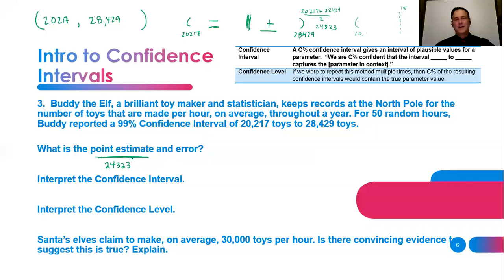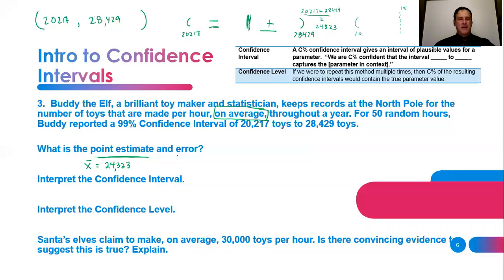And I have to decide if I'm going to use a p hat or an x bar like I did in the first part. Remember, x bar deals with averages, p hat deals with proportions. Because in this problem, I'll circle this in green, I'm talking about averages, then that's what I'm going to write. I'm going to say x bar is equal to 24,323 toys per hour, on average.